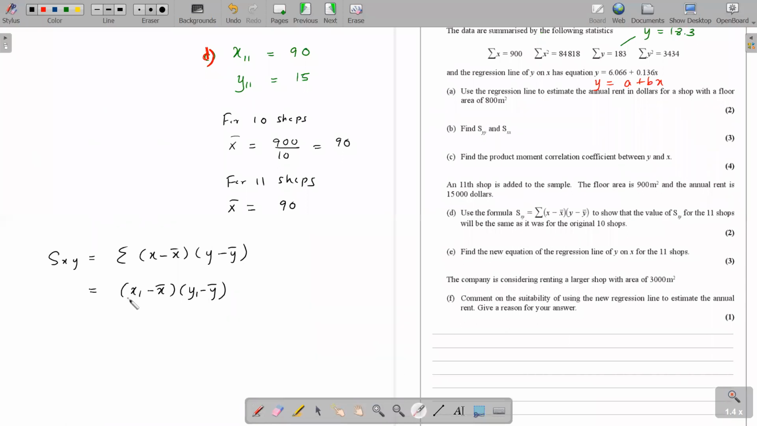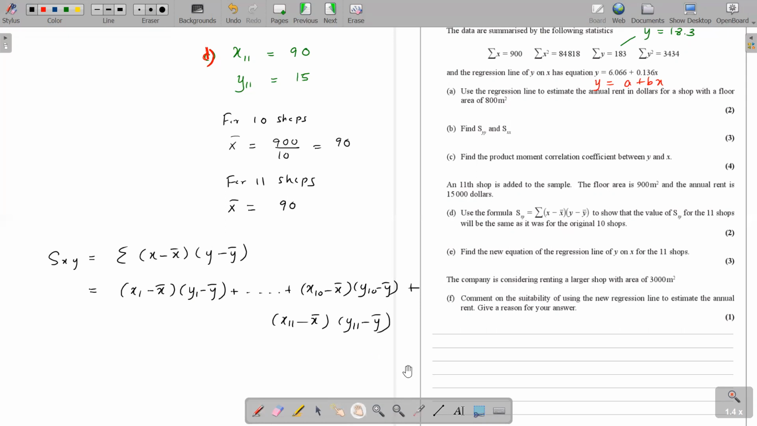You input the first X value, subtract the mean of the X values, times the first Y value, subtracting the mean of the Y values. Likewise, you go on until X10 minus X bar, Y10 minus Y bar, plus the next value, because we are taking the SXY for 11 terms: X11 minus X bar into Y11 minus Y bar. Can you see how we can manually expand this? There are many terms in the middle: X2 minus X bar, Y2 minus Y bar, plus X3 minus X bar, Y3 minus Y bar. I just showed you how to expand this manually.